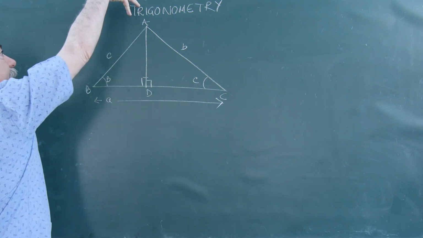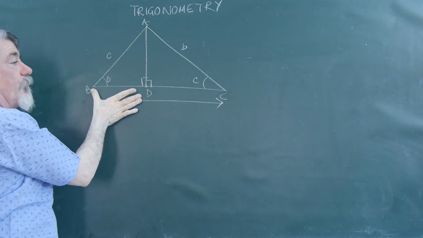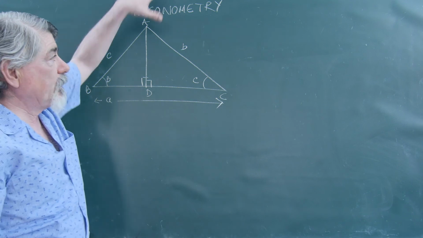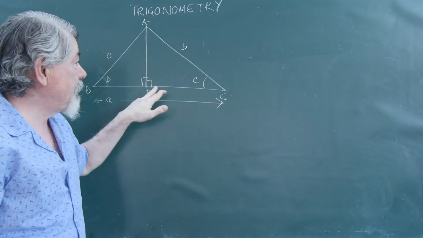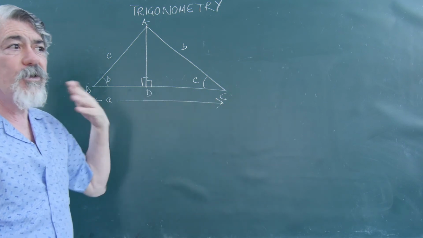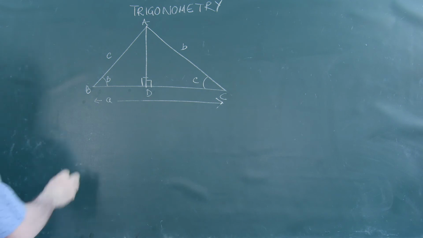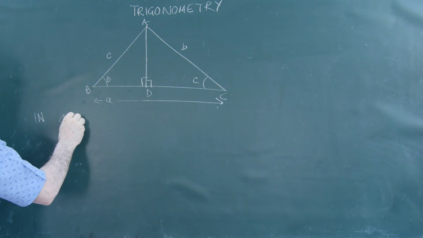If you put a light from the top, the shadow of this line AB will fall here, and that is called the projection. Similarly, if I put a light from the top, the shadow of AC will fall on this line, and that will be DC. They are called projections, or projection vectors. Now let us see in triangle ABD.